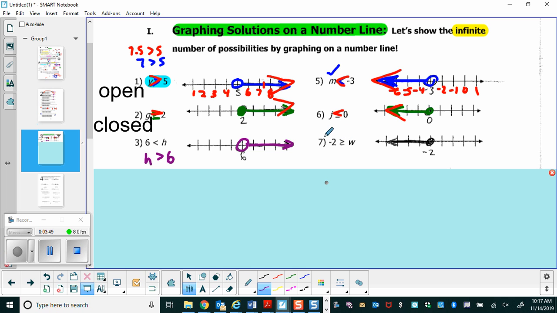Now for this one, we have -2 is bigger than or equal to w, which means w is less than or equal to the -2. Notice my alligator symbol is still eating the -2 here. Same over here, the alligator symbol is still eating h. Now with the variable first, we can consider that w has to be everything less than or equal to -2. So we've got our closed circle on the -2 because it could equal -2. And then we're going to shade everything less than that.